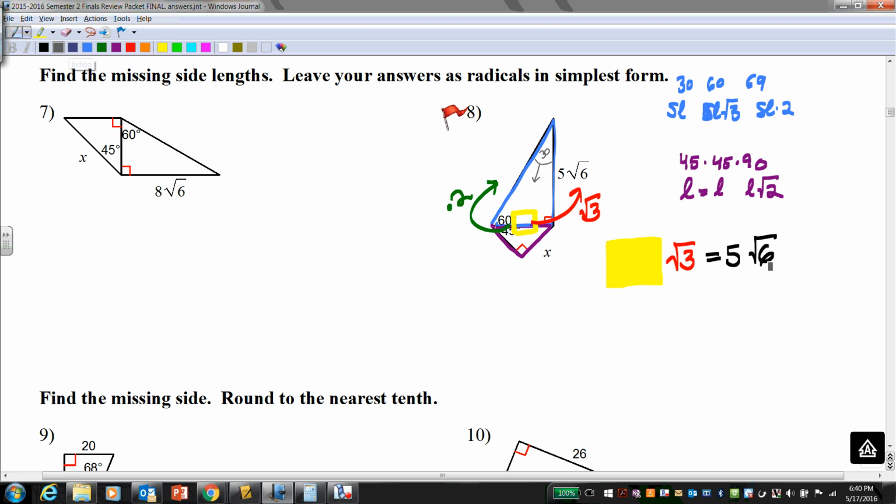Okay, let's backtrack here. We know we need a √6 here. So to get √6, we need a √2 here. That's √2, because √2 times √3 will give us that √6. And then our something, of course, we need a 5 here. So what goes here is 5√2.